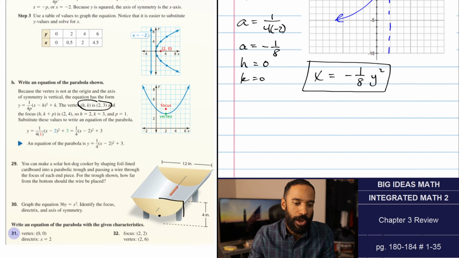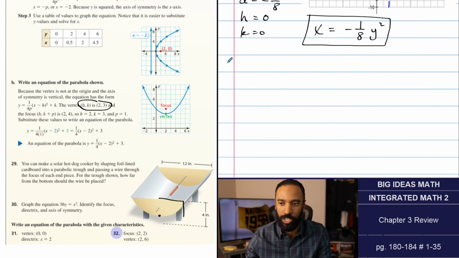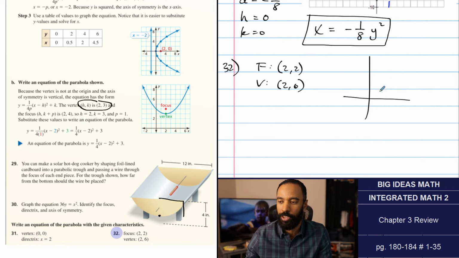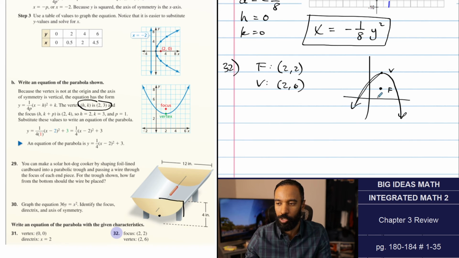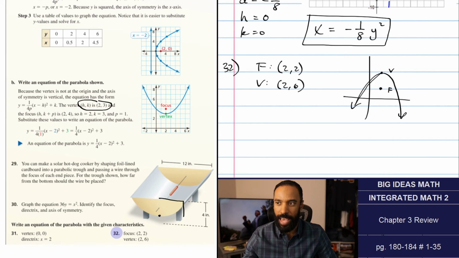The focus is now at 2, 2, and the vertex is at 2, 6. So let's see which way that's facing. Maybe I can just do a rough sketch graph this time. So focus is at 2, 2. Vertex is at 2, 6. This graph has to go into the focus like that, opens up into it. So it's a y equals x squared equation, a -1 at that.